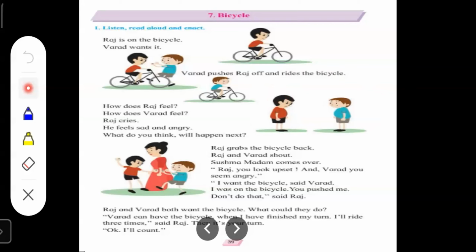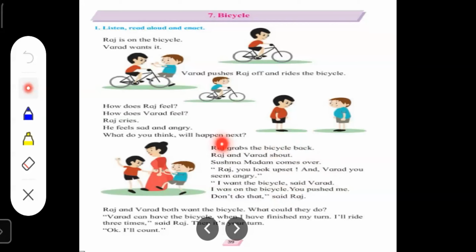Let's read the next lines. Raj grabs the bicycle back. Raj and Varad shout. Sushma madam comes over. Raj, you look upset. And Varad, you seem angry. I want the bicycle, said Varad. I was on the bicycle. You pushed me. Don't do that, said Raj.